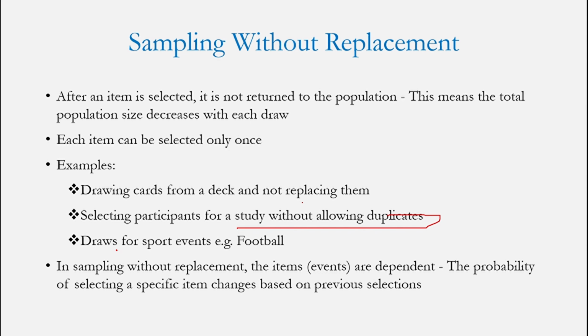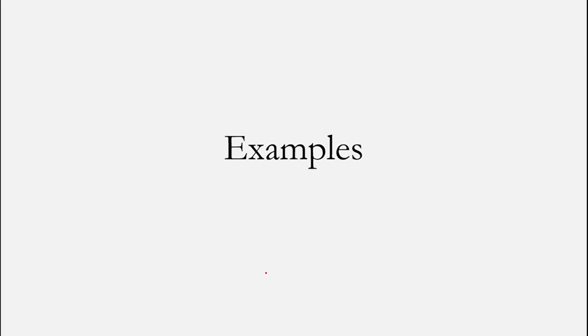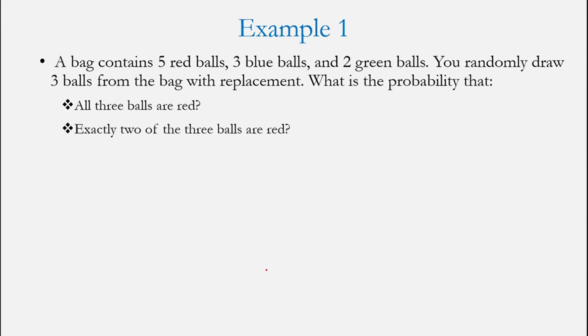Another important example is when you are doing draws for sporting events, for example football, where you assign a team into one group or one stage. Therefore, that team cannot be assigned to another one. In summary, when you are doing sampling without replacement, events are dependent on one another, n changes after every draw, and the probability of selecting a specific item changes based on previous selections.